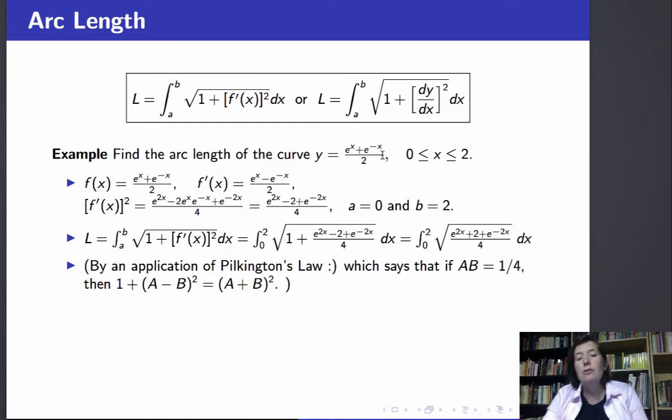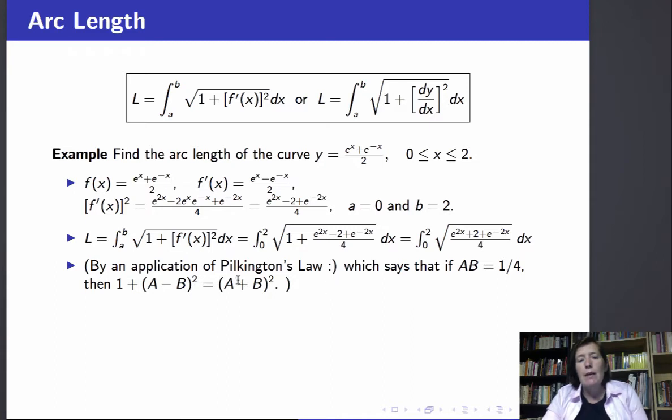from 0 to 2 of the square root of 1 plus e^(2x)/4 minus 1/2 plus e^(-2x)/4. And of course 1 minus 1/2 is plus 1/2, so that whole thing becomes e^(2x)/4 plus 1/2 plus e^(-2x)/4.